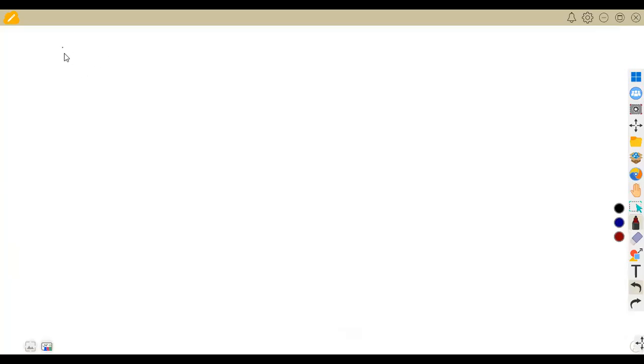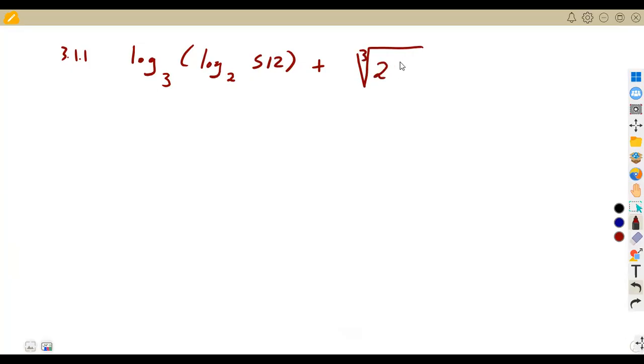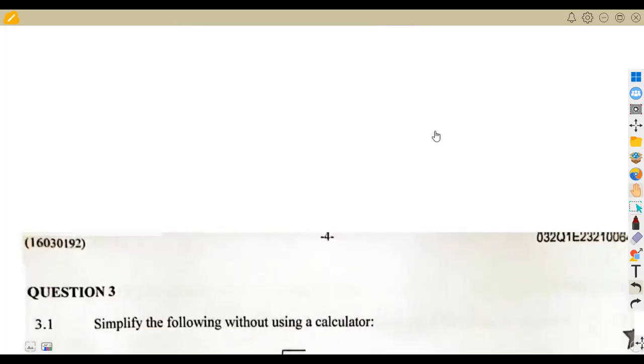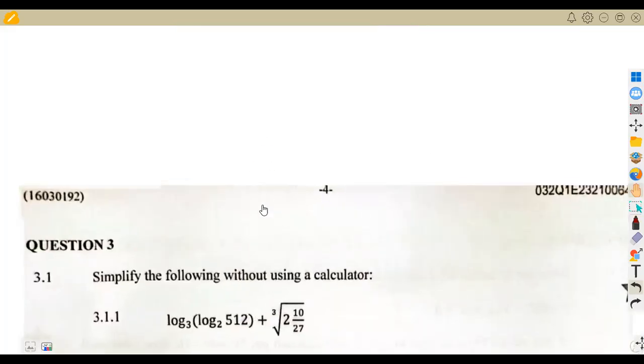So the first part, which was 3.1.1, it was given as the logarithm of 512, which was in base 2, and this was in base 3, okay? Plus, in this case, we've got the cube root of 2 and 10 over 27. Okay, so that was our question here. Okay, this question. So let's see.